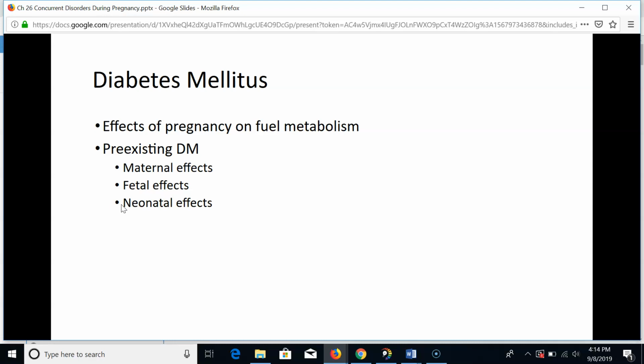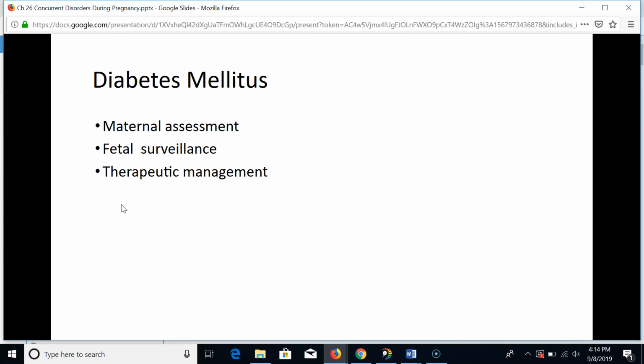The fetal effects really are determined by how well blood glucose levels are maintained to reduce the vascular impairments. Congenital malformations include neural tube defects and cardiac defects. Fetal size is one effect. Infants born to diabetic moms can have macrosomia, which is a large fetal size, greater than or equal to 4,000 grams. Neonatal effects that can occur are hypoglycemia, hypocalcemia, hyperbilirubinemia, and respiratory distress syndrome. All of these risks can be reduced if the maternal blood glucose levels are stable during pregnancy.